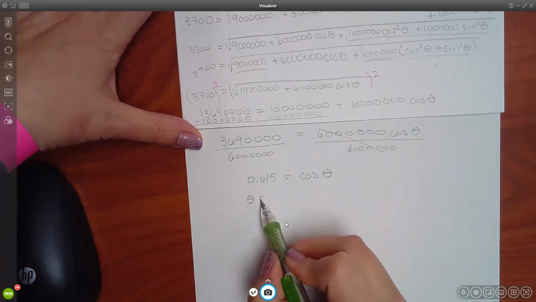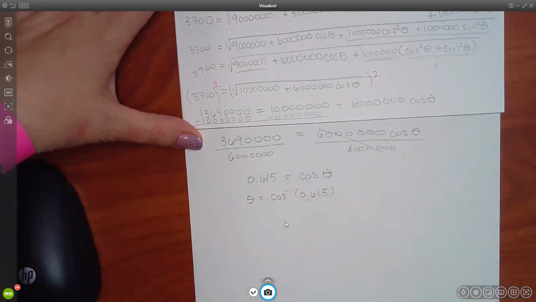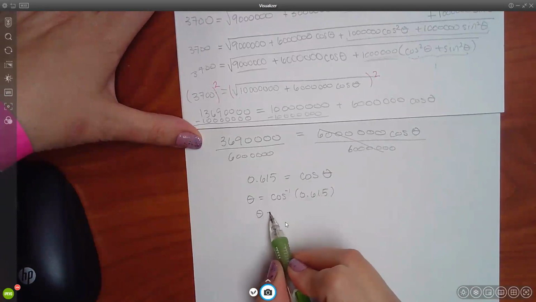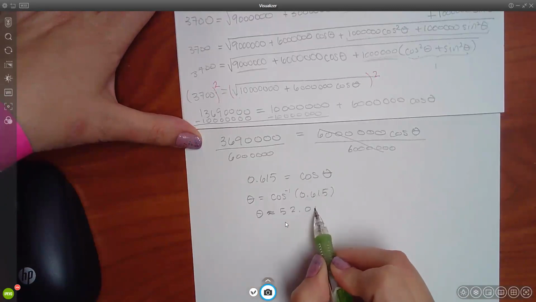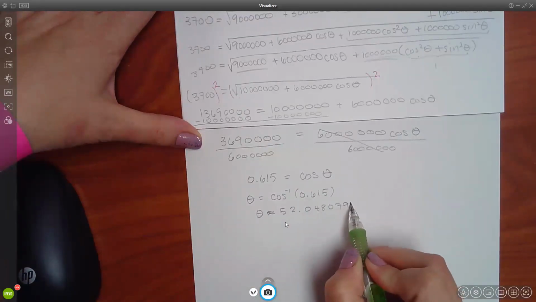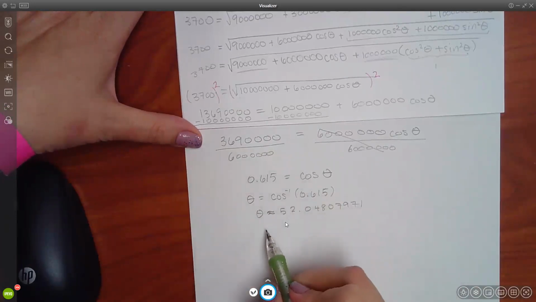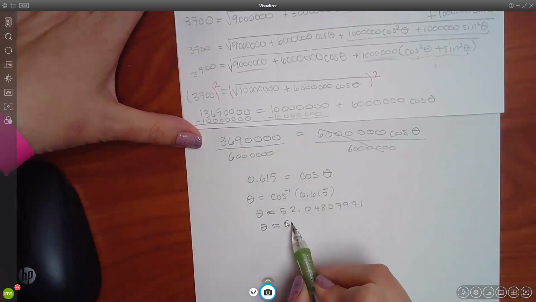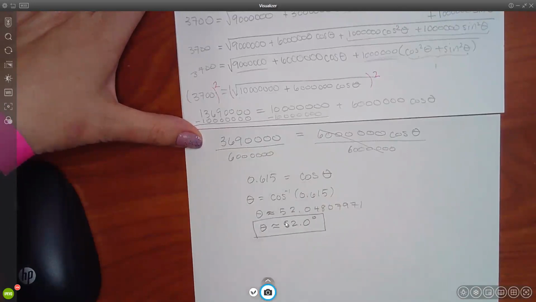In order to get theta, I'm gonna have to do the arc cosine or cosine inverse of this number. Let's see what that is. I have degrees in my calculator, so I get about 52 point. This is what I get in the calculator. And depending on what the computer wants you to round it to, it says it wants me to round it to 1 decimal place at the very beginning of the problem. So mine's gonna round to just 52.0 degrees because the 4 is not enough to make the 0 go to 1, right? So this would be my answer for that problem.